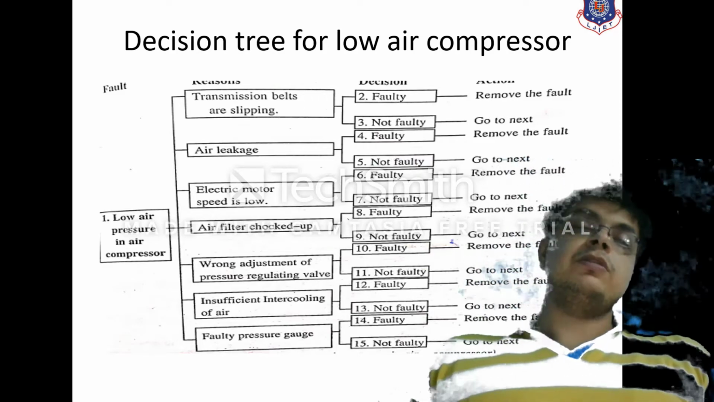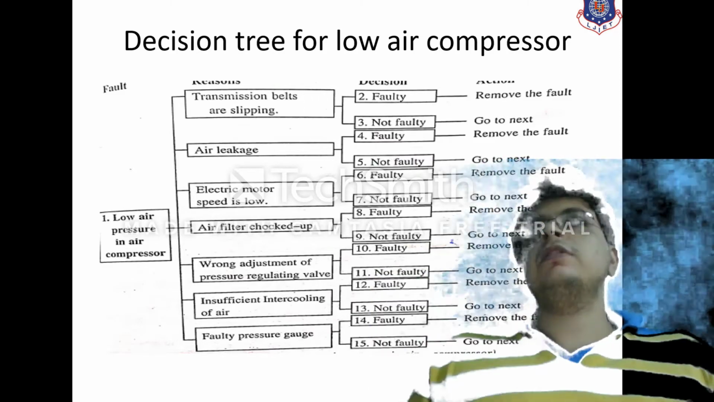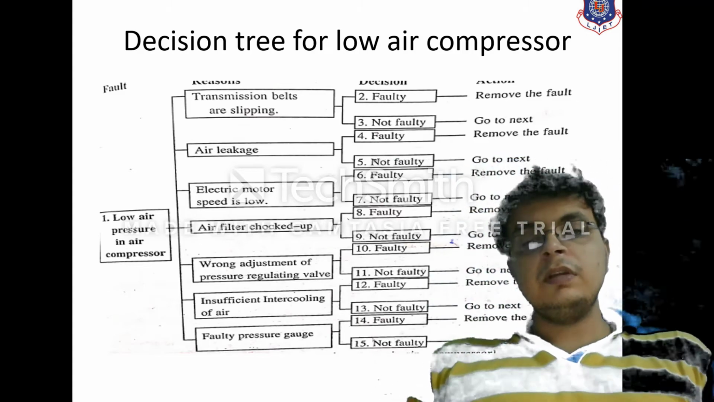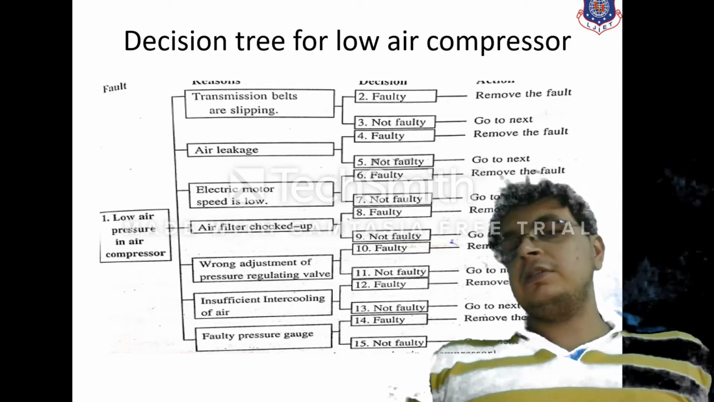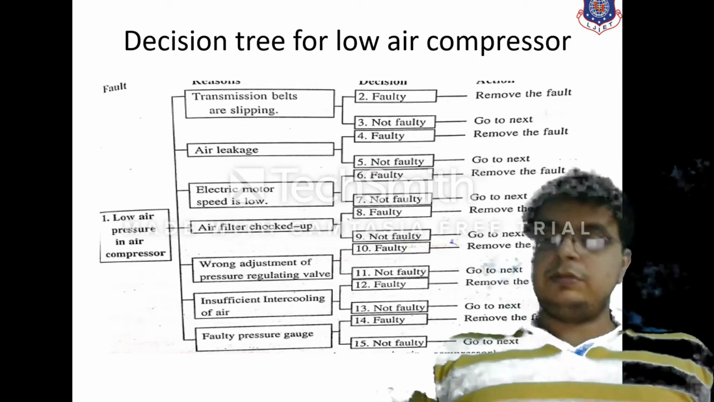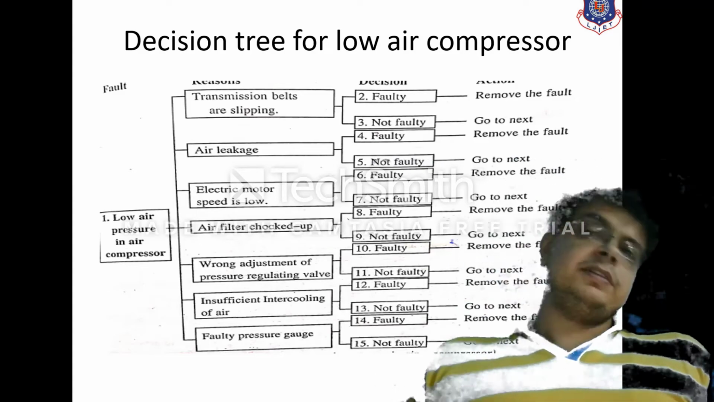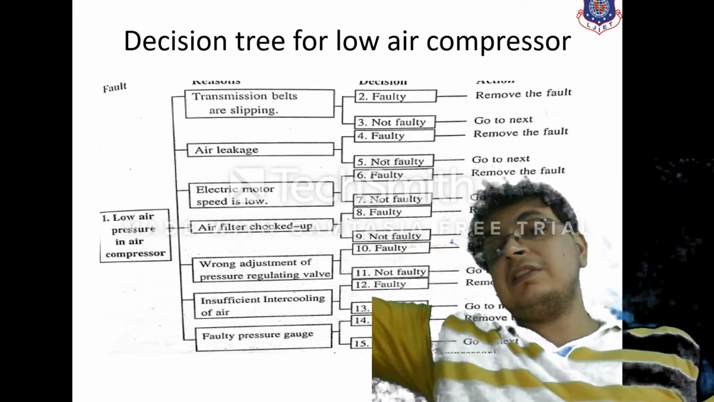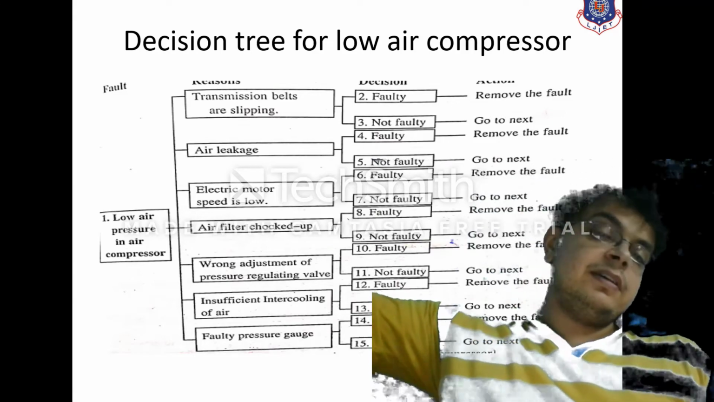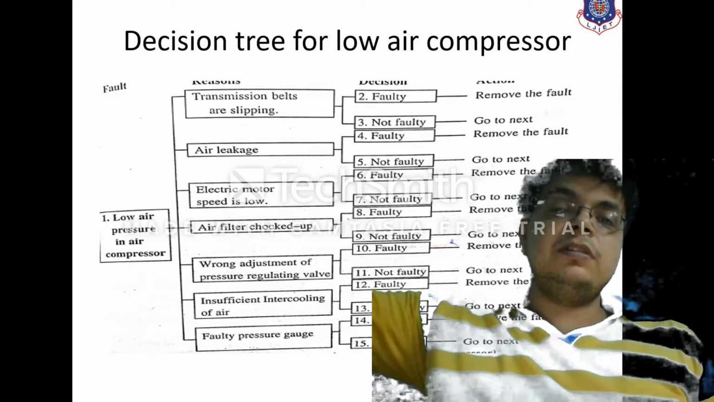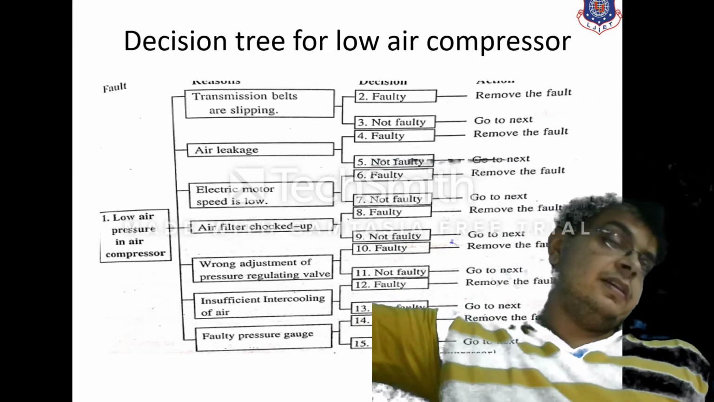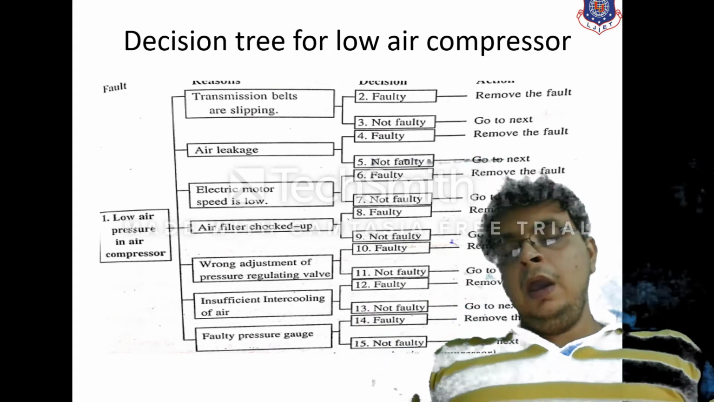Next is electric motor speed is low. Even if the electric motor is running very slowly, that is also affected. Wrong adjustment of the pressure regulation valve. If the adjustment isn't proper, then also the problem can be caused. Faulty pressure gauge. If the pressure gauge is showing the wrong result, then also the problem can occur. So the decision should be made regarding the reasons, and that will be either faulty or non-faulty.